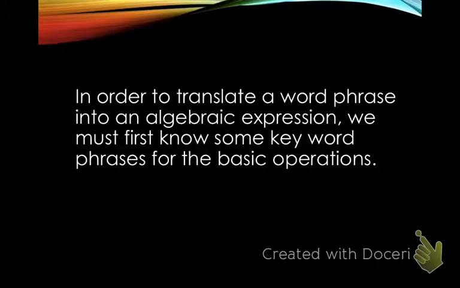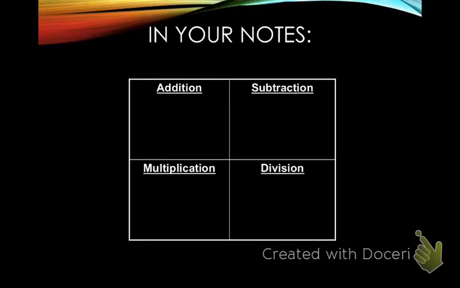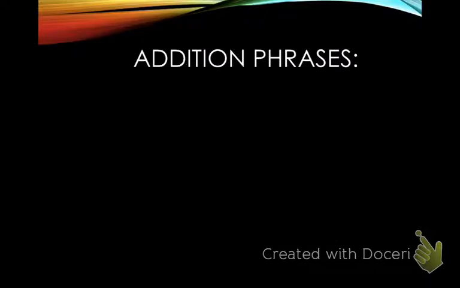All right, moving on. In order to translate a word phrase into an algebraic expression, we need to know some key word phrases for basic operations. Now, you've seen some of these words, but we're going to really dive deep into them right now. So these words need to be written down on this graphic organizer. Okay? Very, very important right now that you write these exactly as they're written. All right? So, in your notes in this particular section, on graphic organizer number 1, it talks about addition, subtraction, multiplication, and division. Inside those boxes, we're going to start writing some.